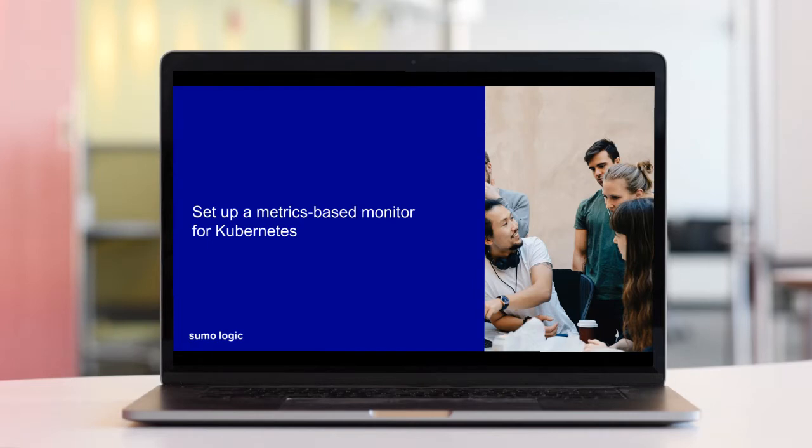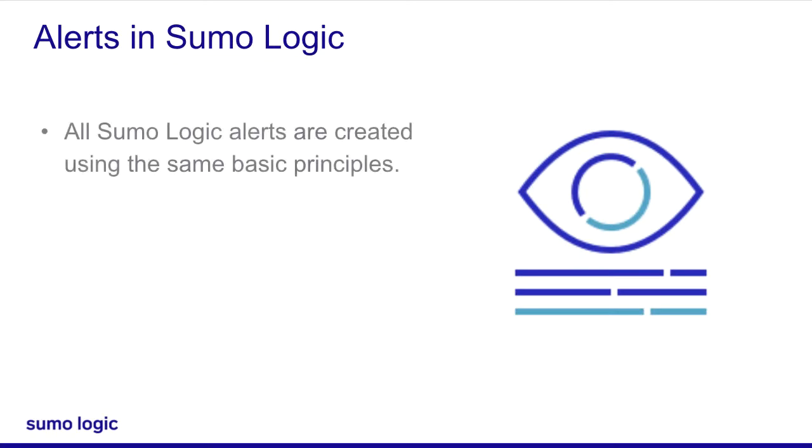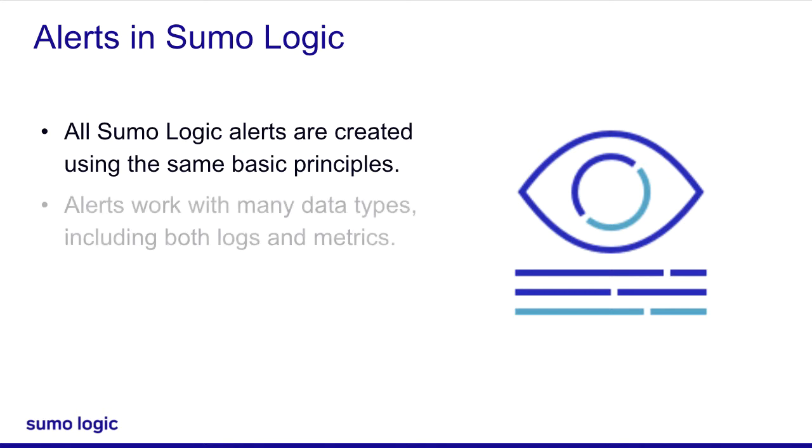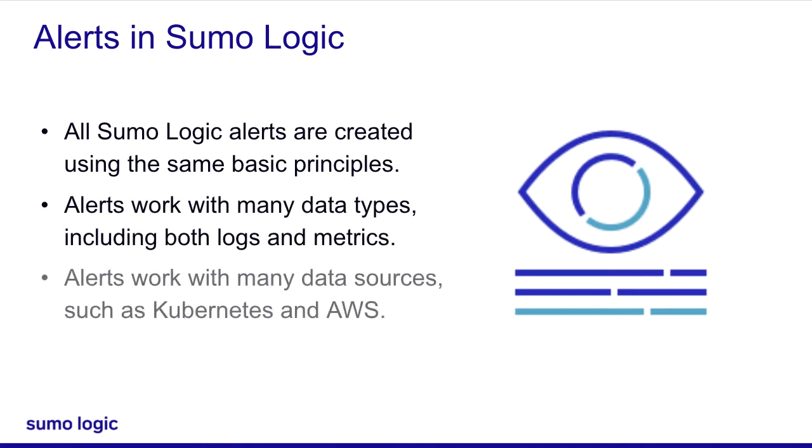Hello. Let's learn how to set up a metrics alert to monitor Kubernetes. Alerts in Sumo Logic essentially work the same, no matter what you're monitoring. Alerts can be written for both logs and metrics, and for any data source you ingest in Sumo Logic. You can follow along with these steps if you want to monitor your logs instead of your metrics, or if you want to use AWS instead of Kubernetes.